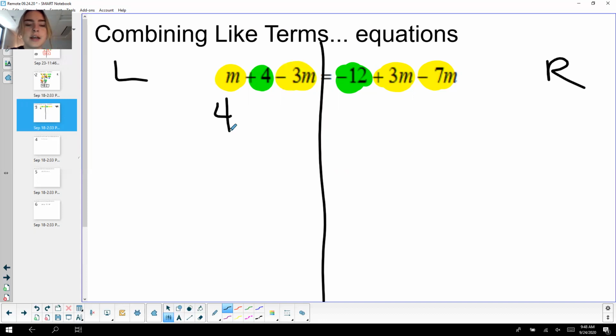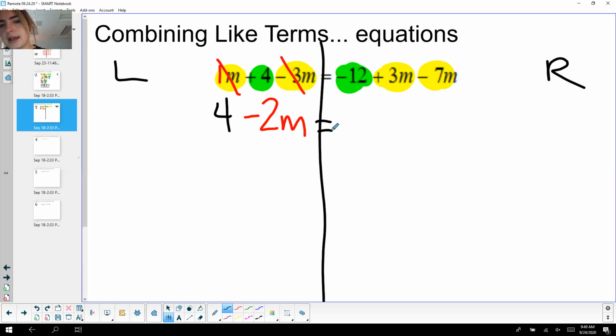If I'm looking at just the left side, I can simplify m and negative 3m. I can combine those like terms. They are the same color, so they're both variable terms. So I've got m and negative 3m. And remember, whenever you see a variable by itself, it's got an implied 1 in front of it. So in your calculator, you can just type in 1 minus 3, and we're going to get negative 2m. So all I did was combine m and negative 3m, and I got negative 2m. That's it.